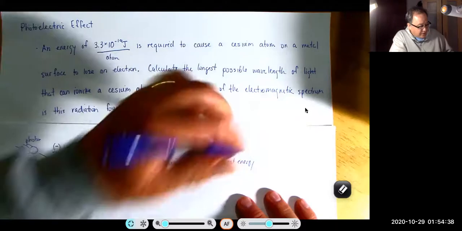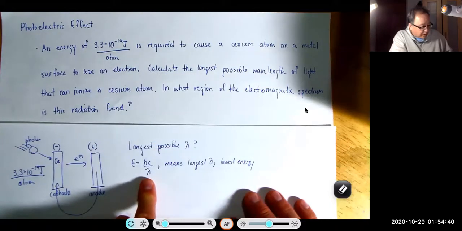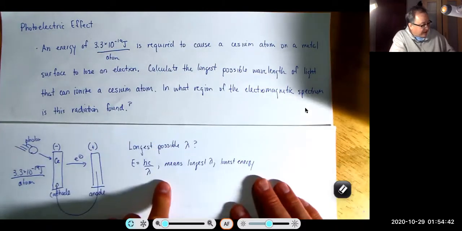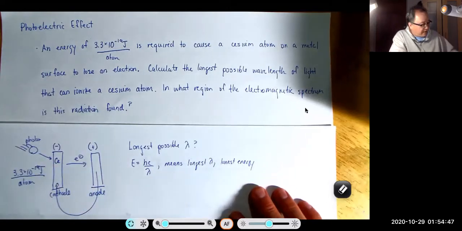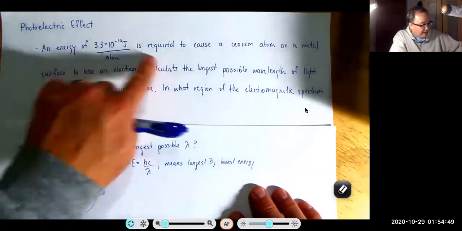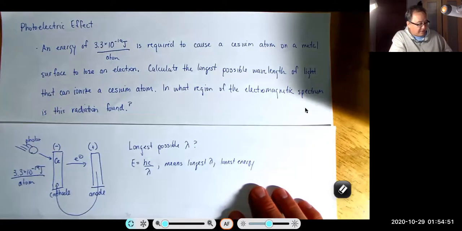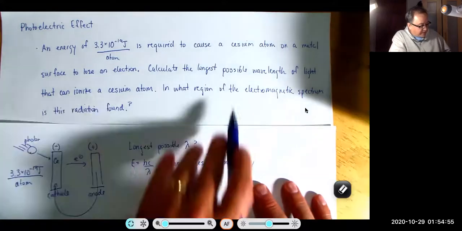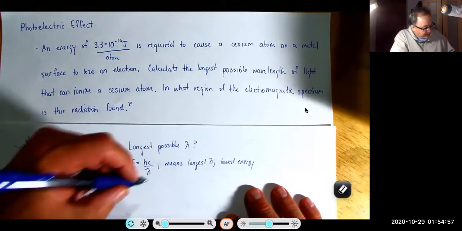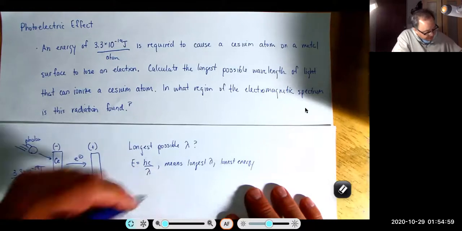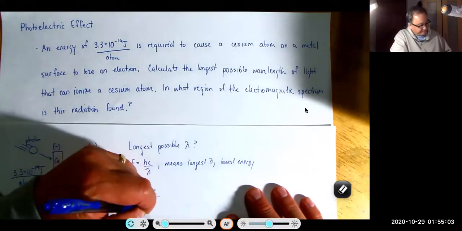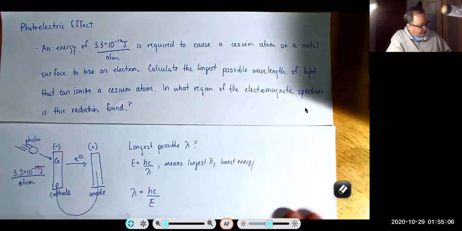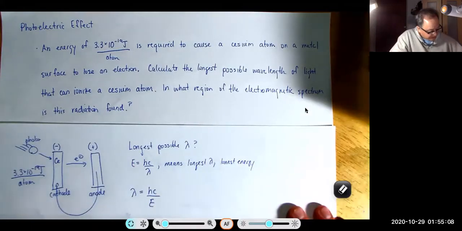So when we talk about the longest wavelength, what is the lowest energy that will ionize this cesium atom? When they say this is required, that's the minimum energy required. So we want to find the longest possible wavelength. We know that energy is hc over wavelength, so wavelength is equal to hc over energy. I think we have all that we need to do this.